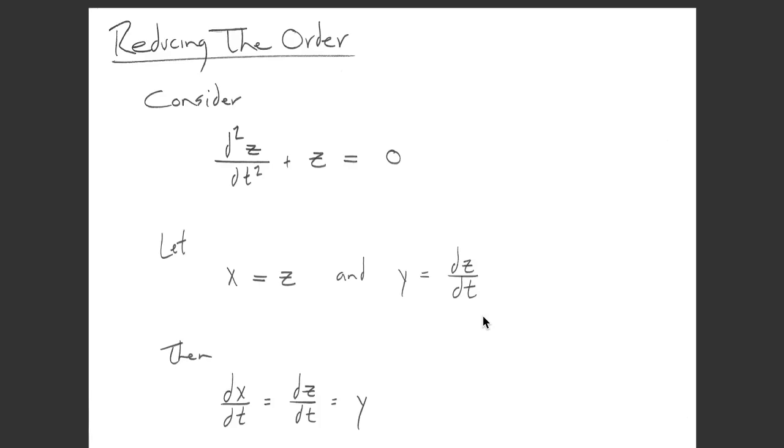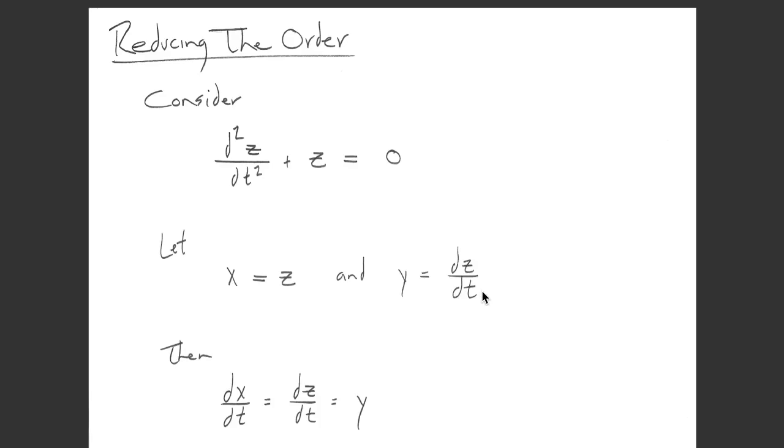And let's see how it would work with that very first example. This guy, the second derivative of z plus z itself adds up to 0. What we want to do is introduce two new variables. The first one I'm going to call x, and I'm just going to set it equal to the unknown function z itself. And then the second variable I'll call y, and I'm going to let it be the derivative of z.